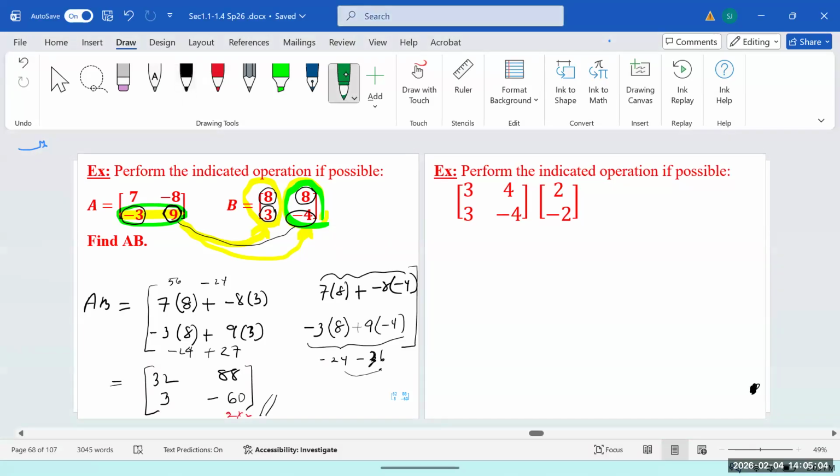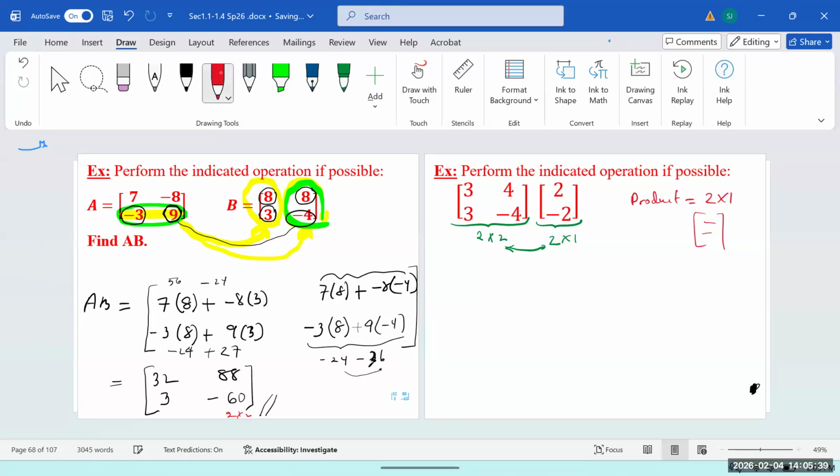Okay, so I started with the first row, but actually, wait, first tell me the size. The size is 2 by 1. No, what's the size of the left matrix? Oh, 2 by 2, and the right matrix is 2 by 1. So can you multiply? Yes, we can multiply because 2 and 2 are the same. Then what would be the size for the result? The size will be 2 by 1. It means you're going to get 2 rows, but only 1 column. So go ahead, tell me the result.